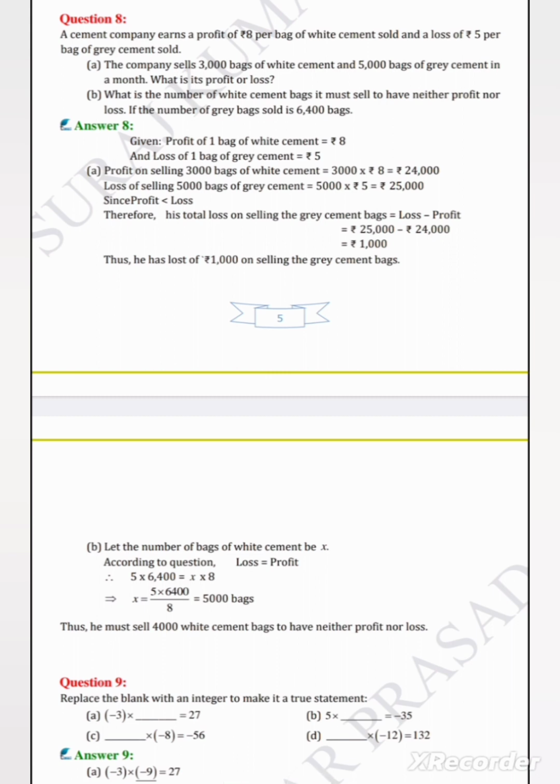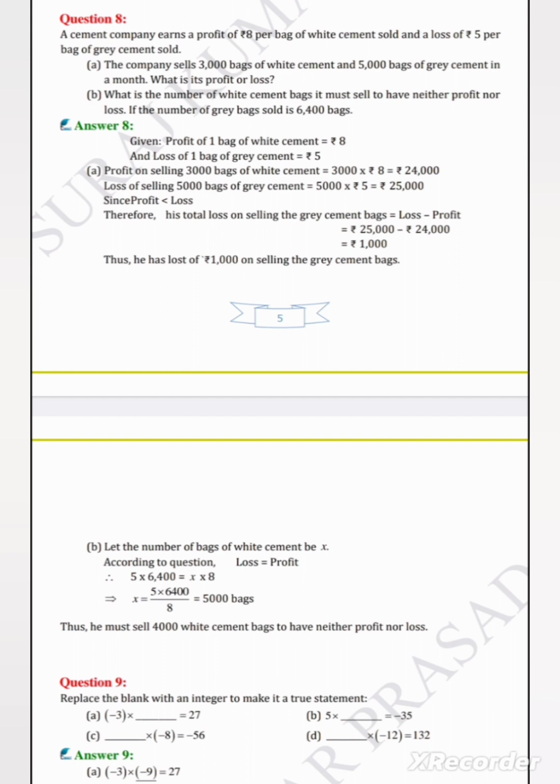And B, what is the number of white cement bags it must sell to have neither profit nor loss, if the number of grey bags sold is 6,400 bags? Here in B, let the number of bags of white cement be X. X is a variable. We don't know the number of bags they sold, so let it be X. According to the question, loss is equal to profit. So 5 into 6,400 is equal to X into 8.